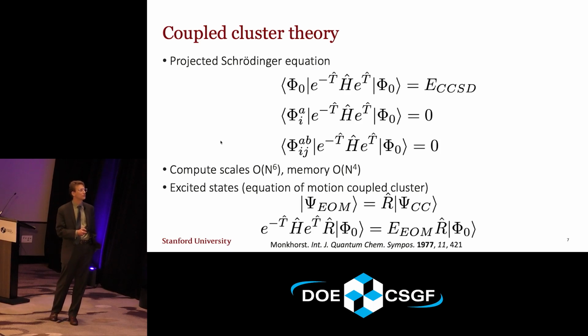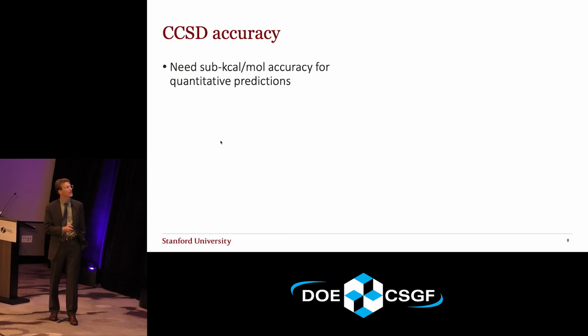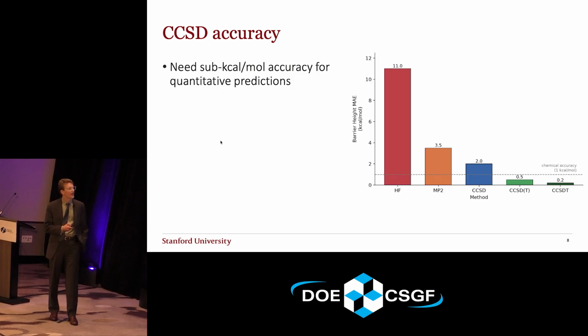Okay, so if we go back to what we want to calculate, which is energy barriers for the prediction of rates, and we ask how well does CCSD do? Well, as we said, we need to be very accurate to make quantitative rate predictions. In fact, we need so-called chemical accuracy, or within 1 kilocalorie per mole. If we look at how a bunch of methods do across a variety of barrier heights, we see that CCSD here in the middle actually doesn't achieve the level of accuracy that we want. So we're not able to get routine predictions of energy barriers to our desired accuracy.